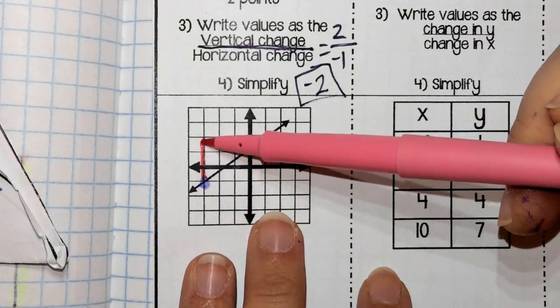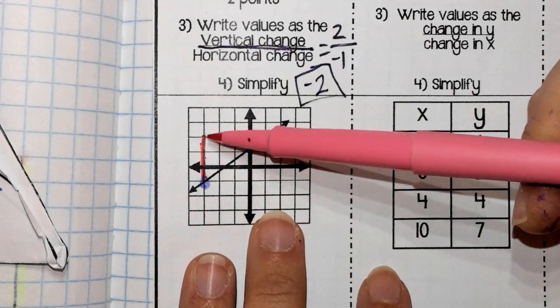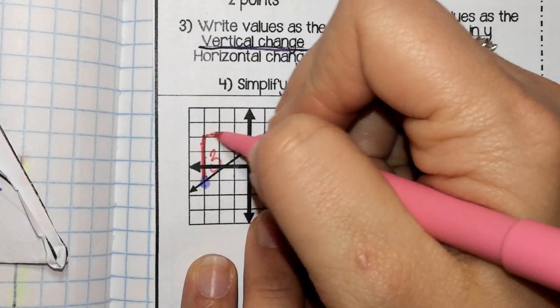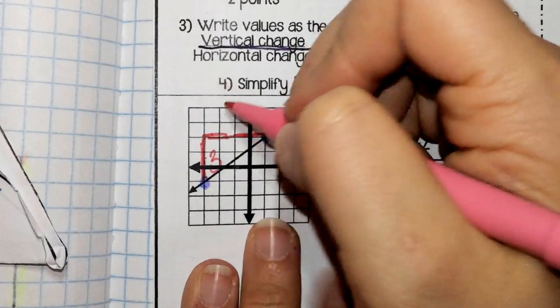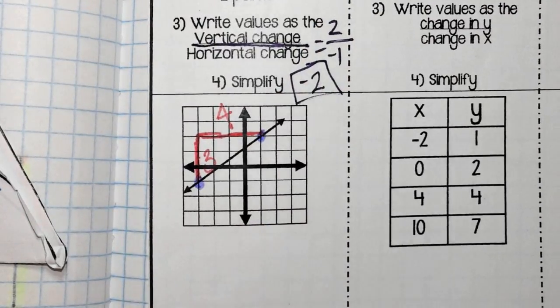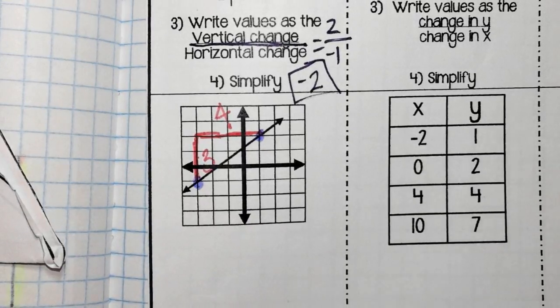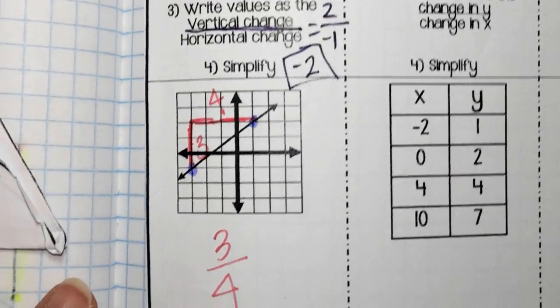How many did we have to go up? 1, 2, 3. To get to this point, you have to go up 3. Alright, Rebecca, can you tell me the horizontal change? Awesome. Alright, Henry, can you tell me how we write that as a fraction? Awesome. Take a point. All three of you get a point. 3 divided by 4. That's all you have to do.